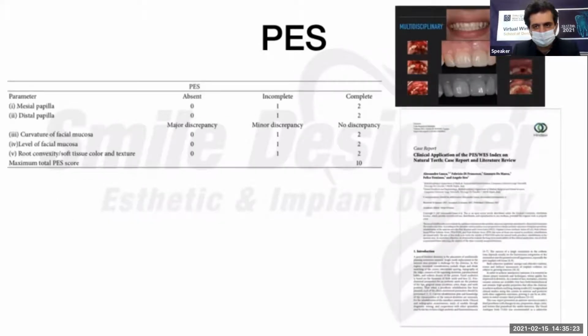Alessandro Lanza and colleagues summarized the pink aesthetic score and assess the gingival condition according to 5 parameters: mesial papilla, distal papilla, curvature of facial mucosa, level of facial mucosa, and root convexity, and soft tissue color and texture.